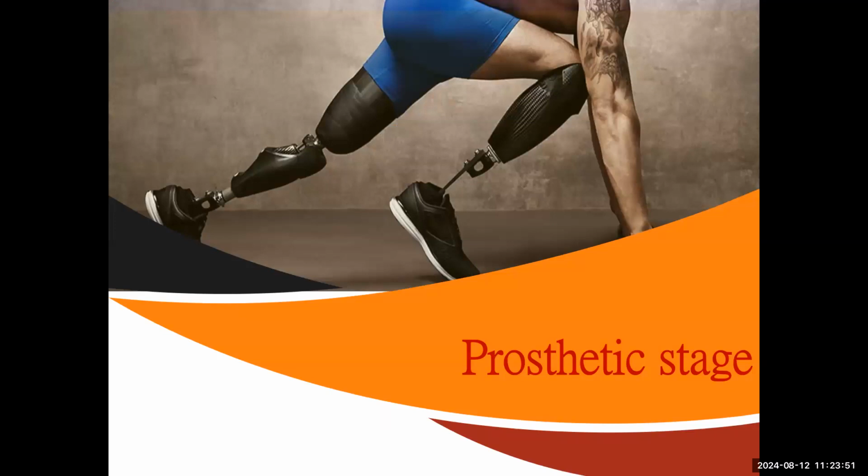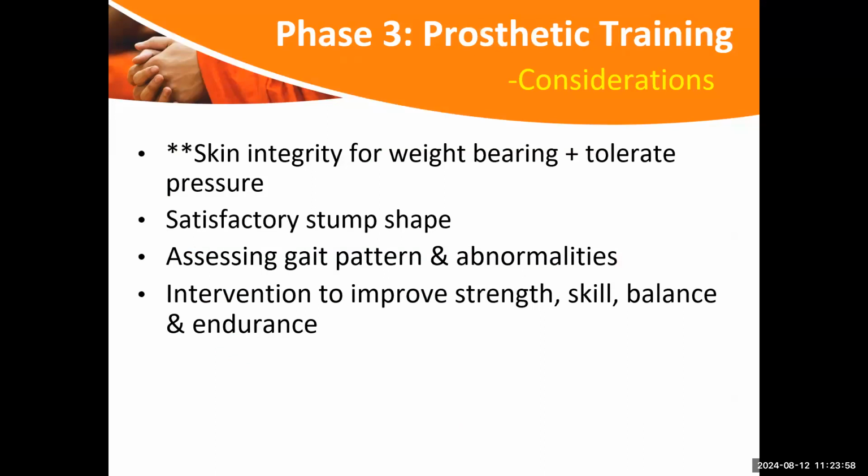How about the prosthetic stage? When the prosthesis is ready, we go into the prosthetic training phase. One of the most important things is that the patient needs to have good skin integrity for any weight bearing. If there is any wound, even of very small size, you have to stop the prosthetic training. Their skin condition is already not very good, and if you put on more pressure or more abrasion, the wound may become even larger and need longer time to heal. So once you get a skin problem, you have to stop.